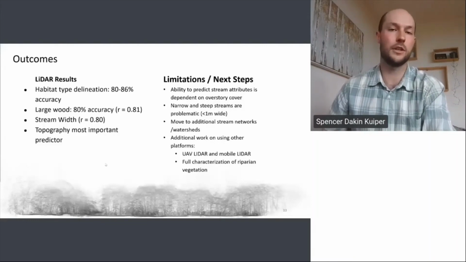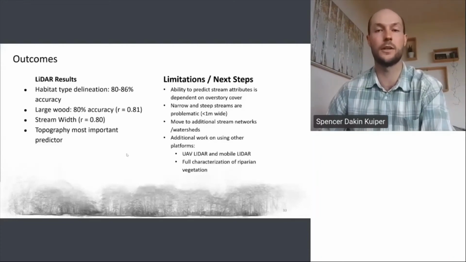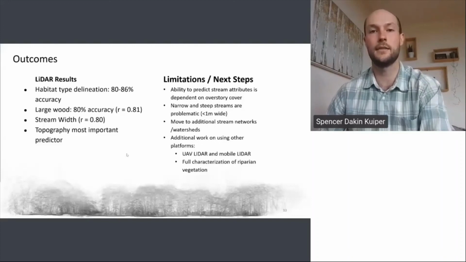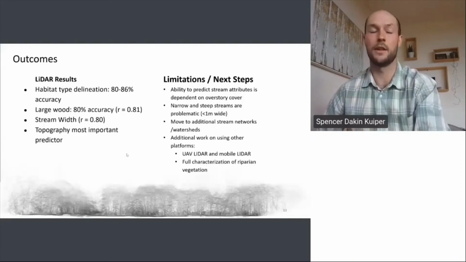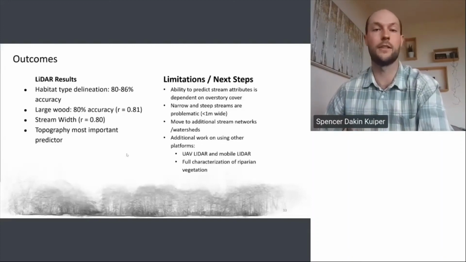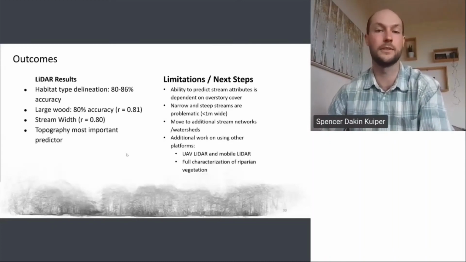The limitations are that the ability to predict stream attributes is very dependent on our overstory cover. If you have a high percentage of canopy cover, the LiDAR just isn't going to make it all the way to the forest floor, and you're not going to be able to get these topographic variables. Narrow and steep streams were quite problematic. If they're less than 1 meter wide, we use 1 meter pixels, so that was problematic and created a lot of error.